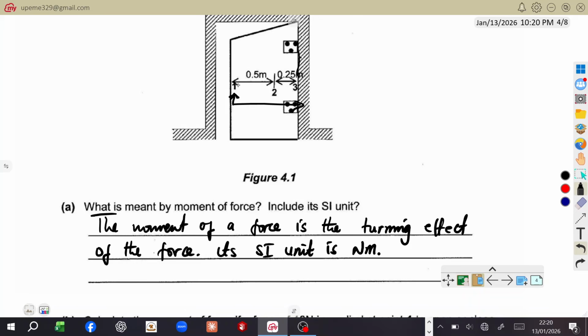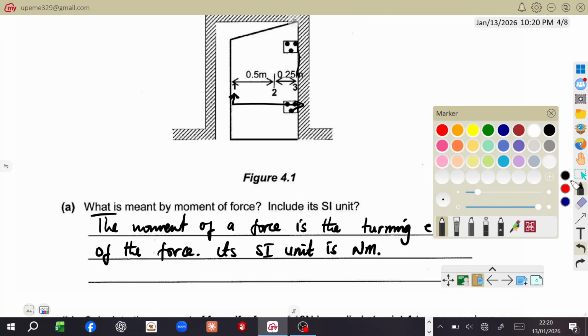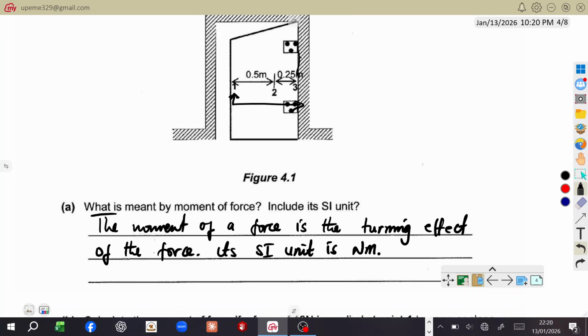But see here, they gave you from here it's just 0.5, then from there again 0.25. So you can calculate the total distance from where the point of application of the force is to where the pivot is. You add these, 0.5 and 0.25, so that you get 0.75 meters. Okay, so that's what you are getting as the distance.